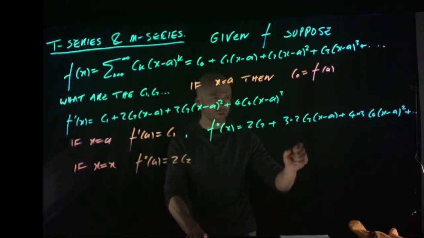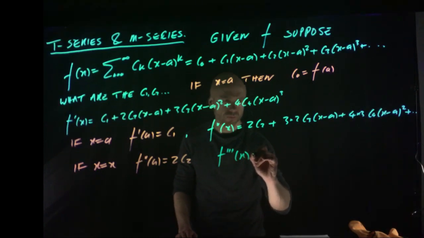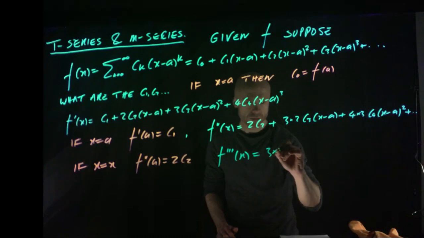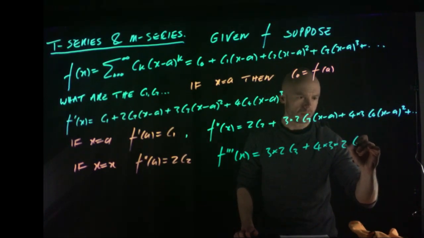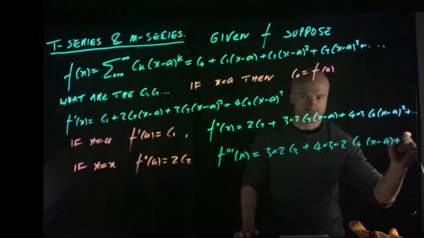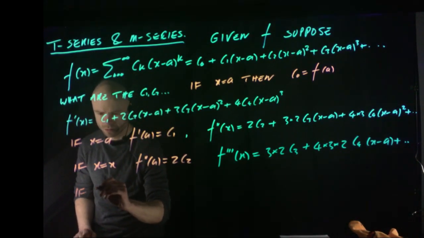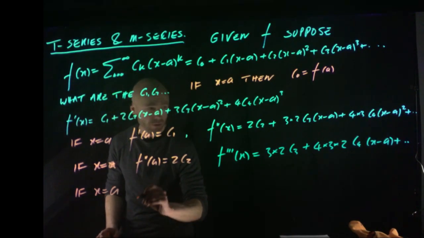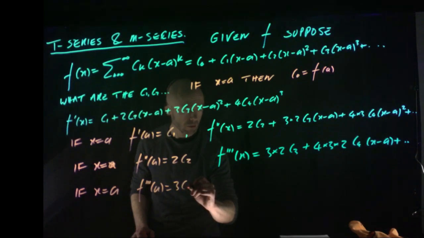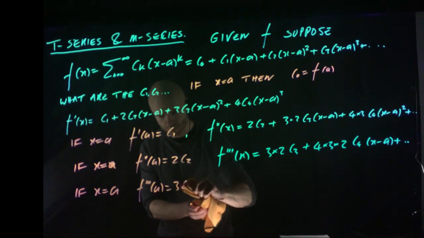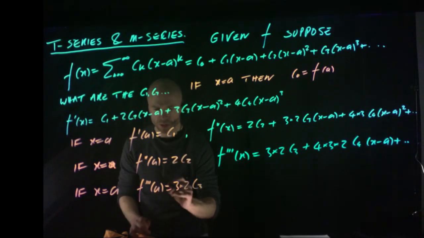Let's just do it one more time. Differentiate this thing. This constant term drops, and we're going to get f triple prime of x, and the constant term will then be 3 times 2 c3. Then here we're going to have 4 times 3 times 2 c4 (x minus a), and then these other terms here, and then sticking in x equals a, we're going to have the third derivative of f at a equals 3 times 2 c3. Okay? And you can see how this is going to go.